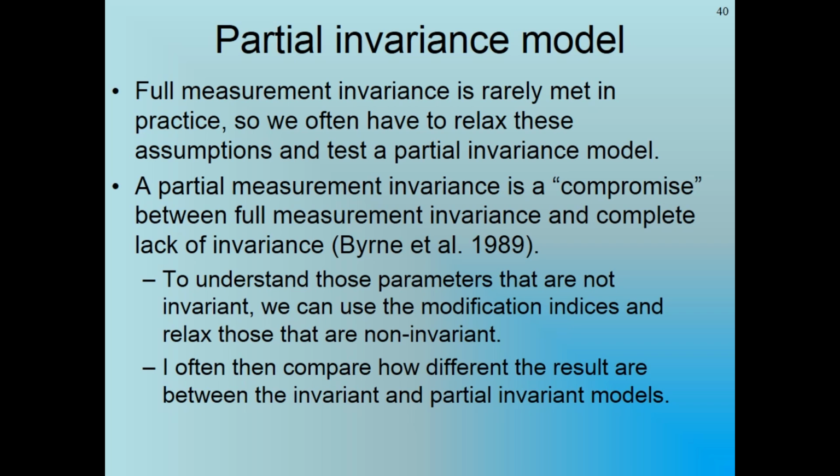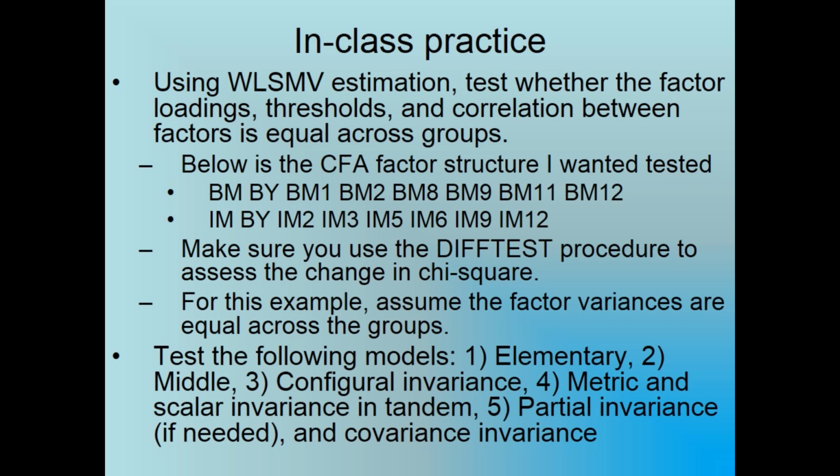Here's going to be our in-class practice problem, which will be a little more difficult than what we've done in the past. What makes it more difficult is that we're going to test a two-factor CFA model with data that are now categorical. Because our data are categorical, we're going to use WLSMV estimation, and we're going to test whether the unstandardized factor loadings are equal. And now we're going to use thresholds and not intercepts because our data are categorical. We're also going to test whether the covariance, or the correlation, between our factors is equal across the groups.